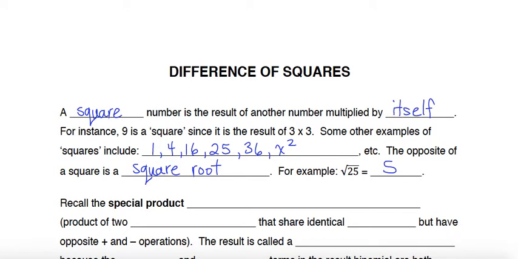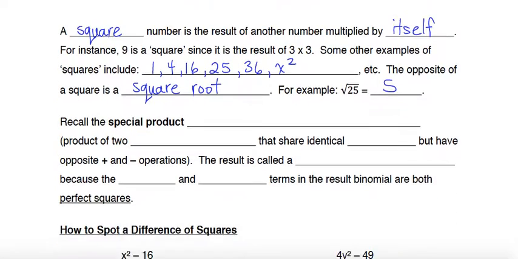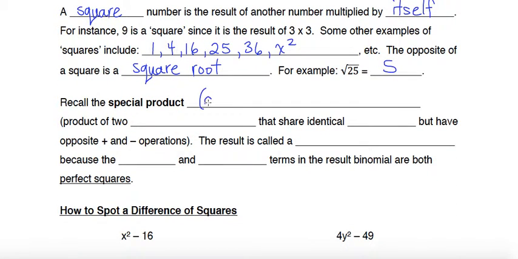Recall that the special product of a plus b times a minus b was equal to a squared minus b squared. This is what we call the difference of squares. So right here, this a squared minus b squared is the difference of squares. It's the product of two binomials.